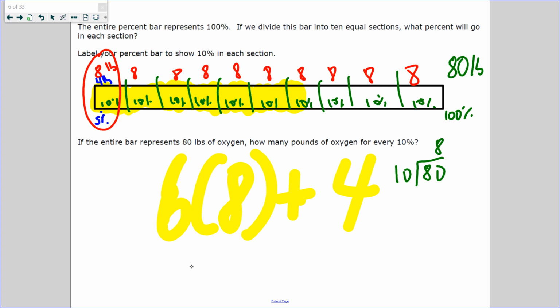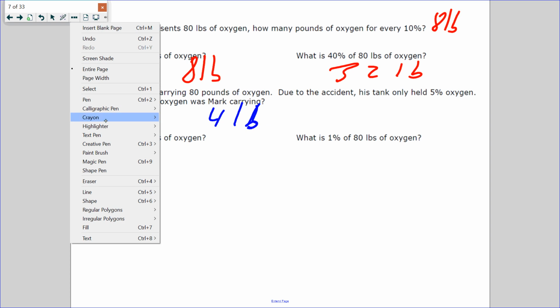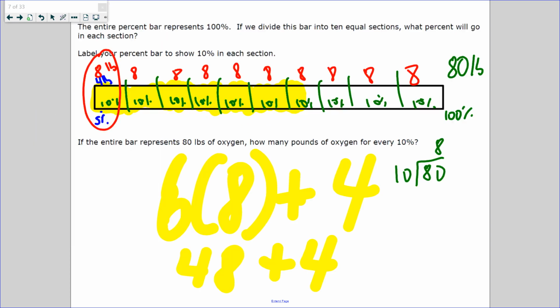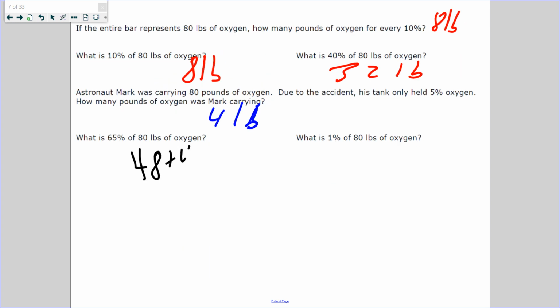6 times 8 is 48. Plus 4 adds up to 52. How embarrassing. So 48 plus 4 is 52.